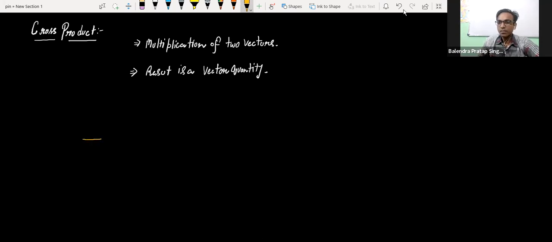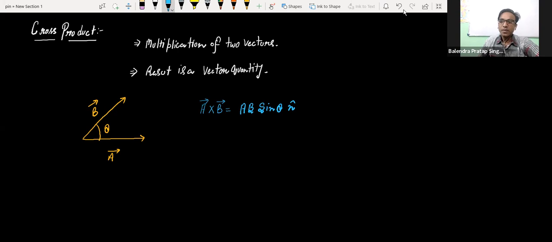Suppose I take a vector A in this direction. This is vector A. And there is another vector, vector B, in this direction. And the angle between these two vectors is, suppose, theta. So in this case, the cross product of these two vectors can be defined as vector A cross vector B, equal to AB, the magnitude of vector A, that is A, the magnitude of vector B, that is B, into the sine of the angle between them, sine theta, and n cap. What is n cap here? n cap is the direction of the resultant vector.